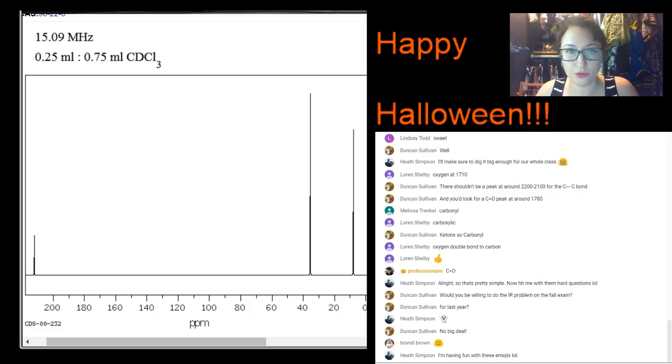The website I went to is just a repository for spectra. If I scroll up a little too far, it has the name, and if I scroll down a little too far, it has the structure. So I'm trying not to give you the answer.